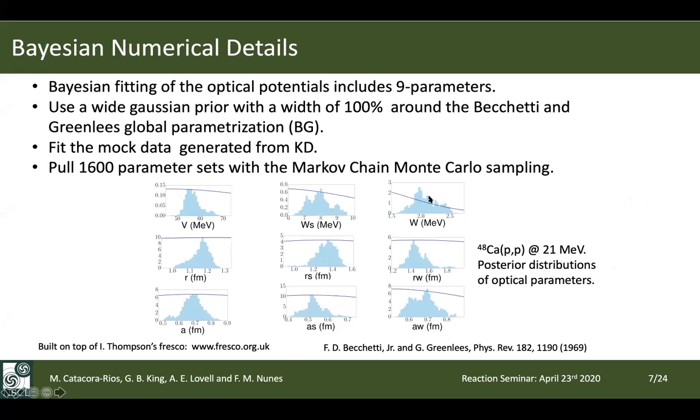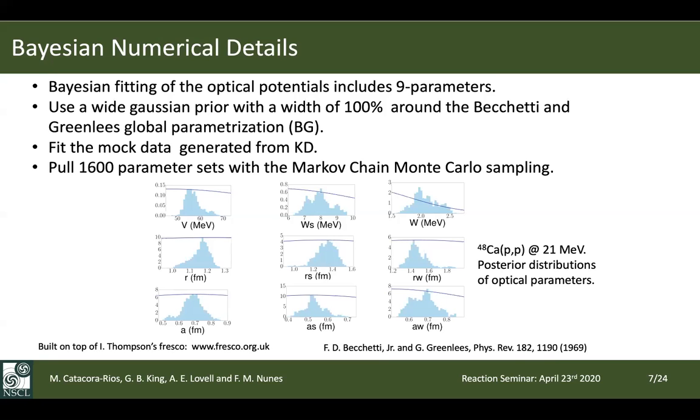So as I mentioned before, our Bayesian fitting will use 9 optical model parameters. We use wide Gaussian priors with a width of 100% around the Becchetti and Greenlees global optical parametrization. The data being fitted is mock data generated from Koning-Delaroche. And so we pulled 1600 parameter sets with our Markov chain Monte Carlo sampling routine here.